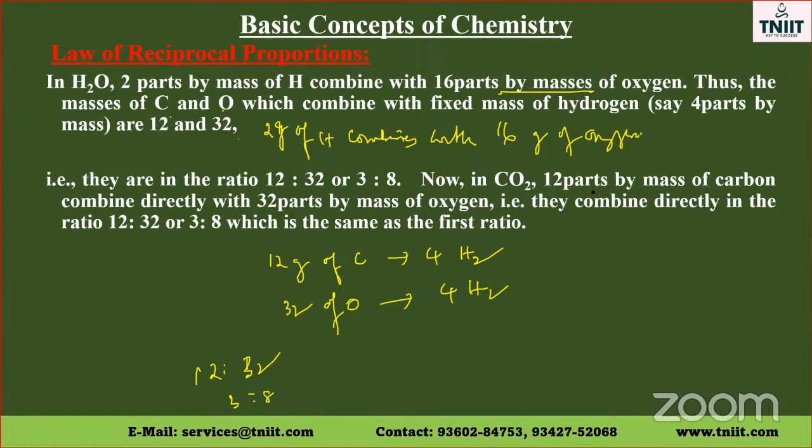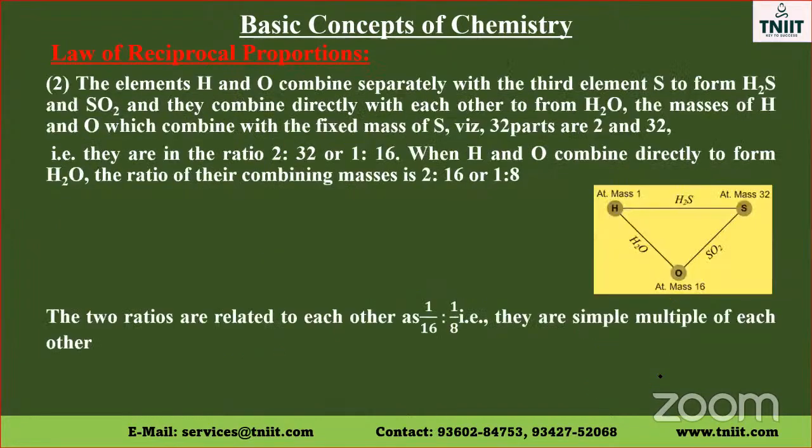Now, in carbon dioxide, 12 parts by mass of carbon combine directly with 32 parts by mass of oxygen. That is, they combine directly in the ratio 12:32 or 3:8. In the third example, carbon dioxide formation, carbon plus oxygen gives carbon dioxide. 12 grams of carbon combines with 32 grams of oxygen. Again, the ratio is 3:8. This is called the law of reciprocal proportions.